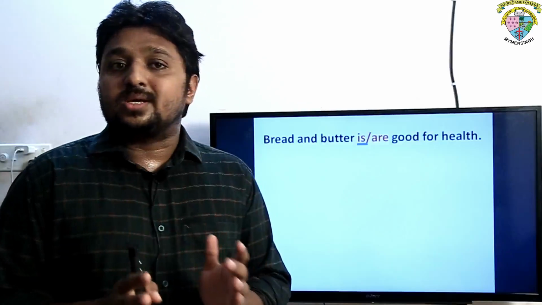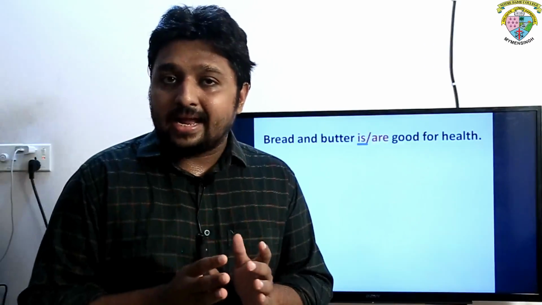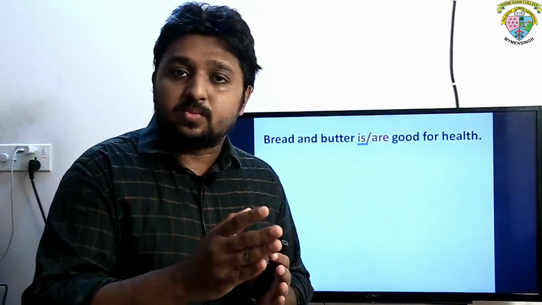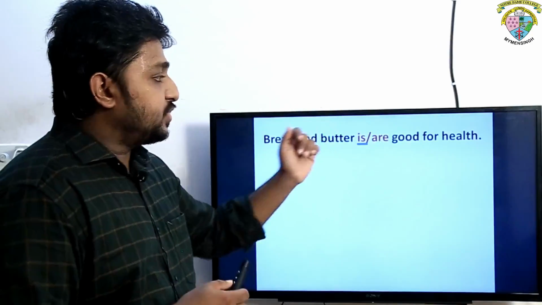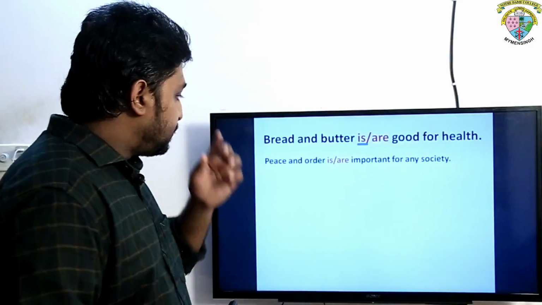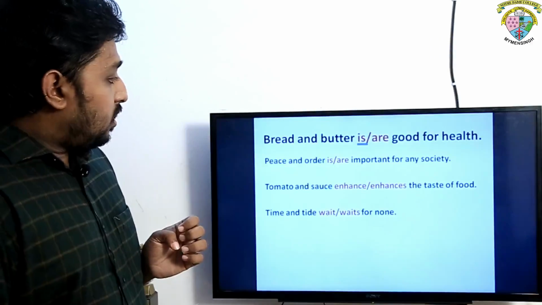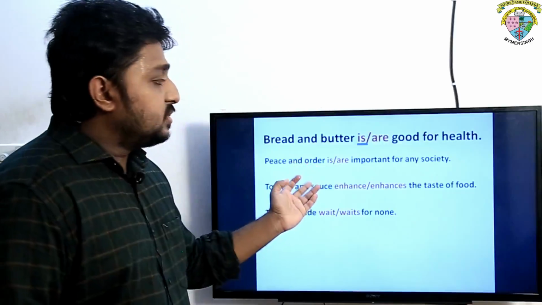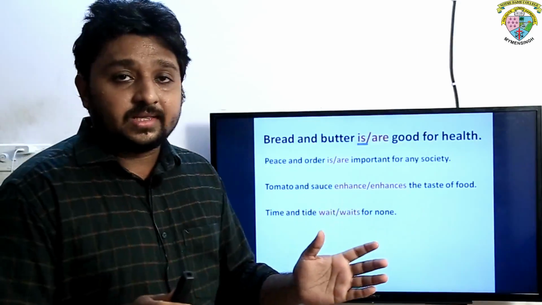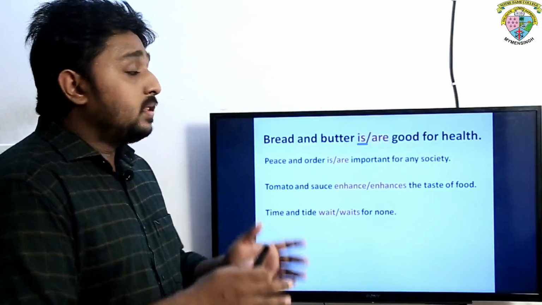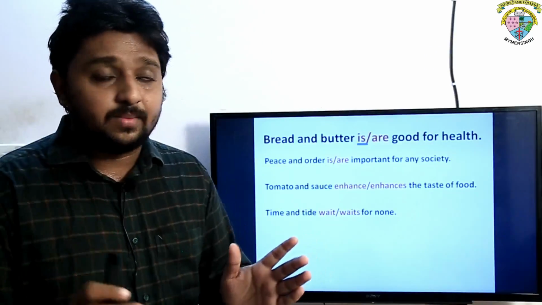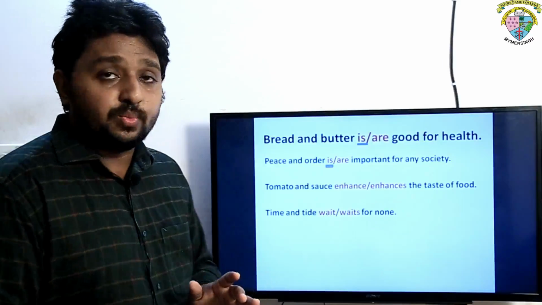So when two subjects are connected with "and" and they work as a unit and with the same purpose, at that time they should receive a singular verb. So let's see some more examples. Look, we can see: peace and water is or are important for society. Yes, peace and water are two different things, but they are here working for the same purpose. Their purpose is very much the same, and that's why the correct answer should be "is."